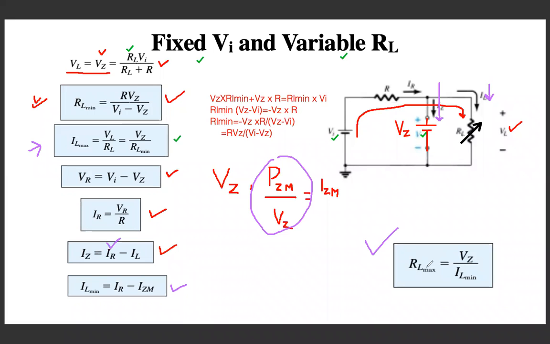If it is below the RL minimum, then your circuit will change. If it is above the RL maximum, then your circuit will also change, and your output will not be equal to Vz. It will not be a regulated output. Okay, so these are the steps.